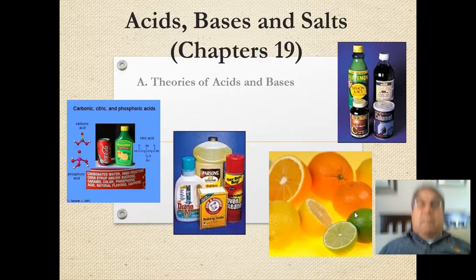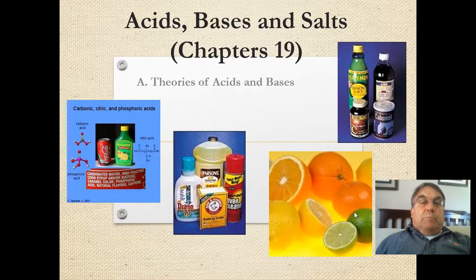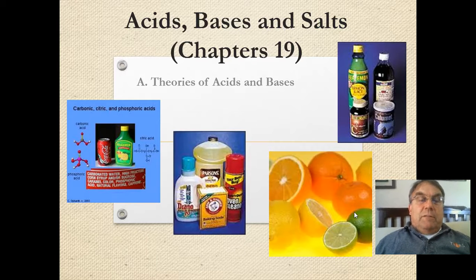So, acids, bases, and salts is our next unit. It's in chapter 19, and it will be the last unit of the semester for us. It's rather lengthy, there's lots of labs with it.